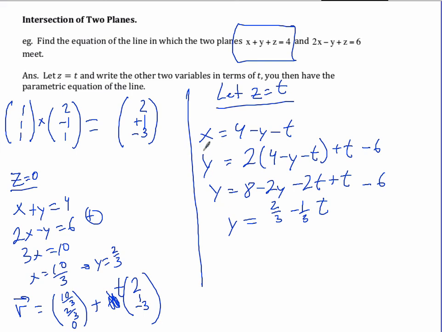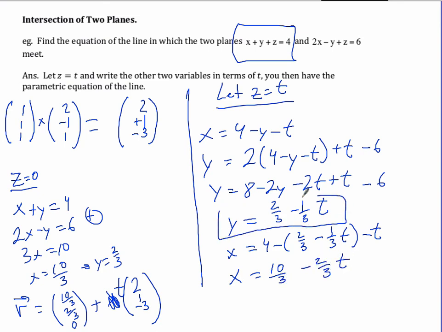And then we substitute back in here for x: 4 minus 2/3 minus 1/3 t minus t. And x equals 10/3 minus 2/3 t. So you've got y and x solved, so you can write that in vector form now.